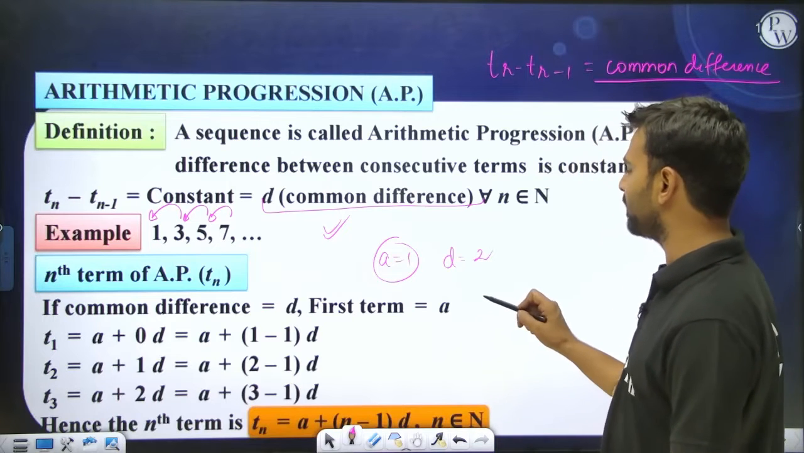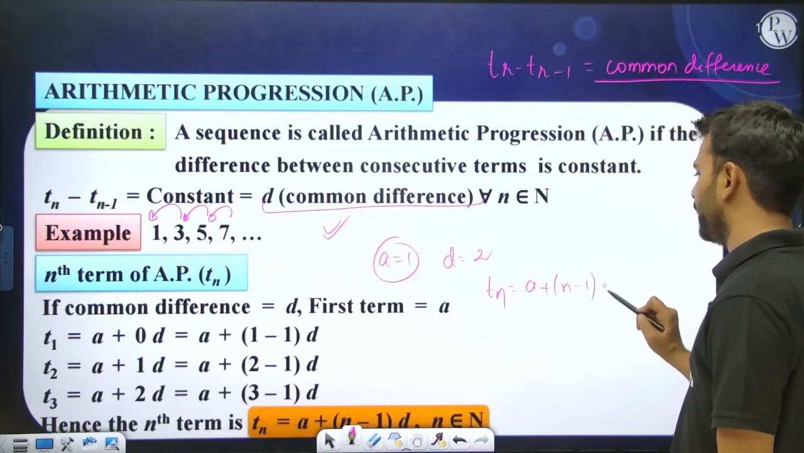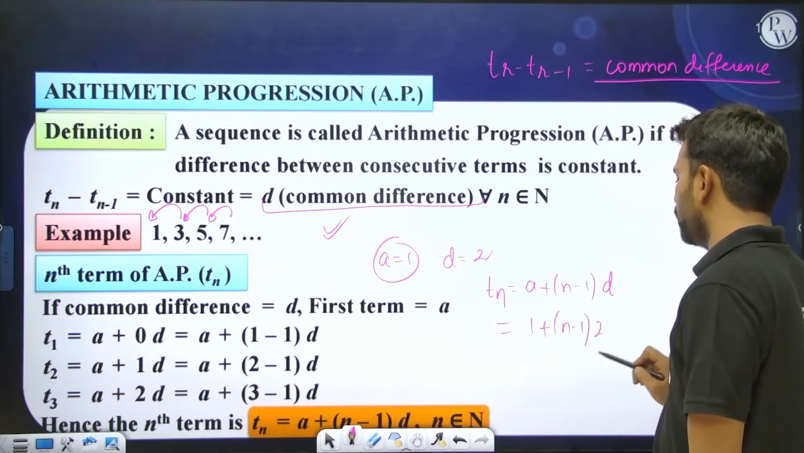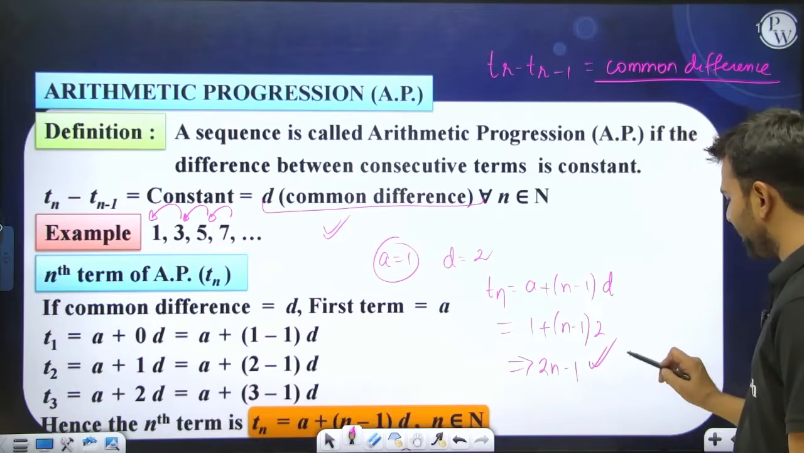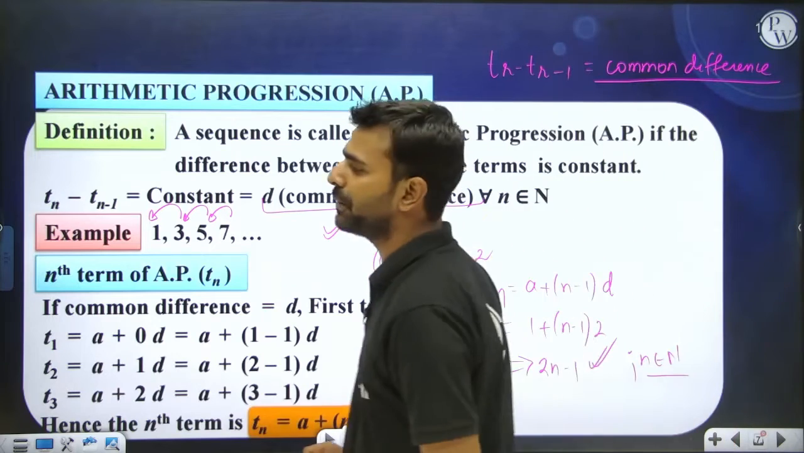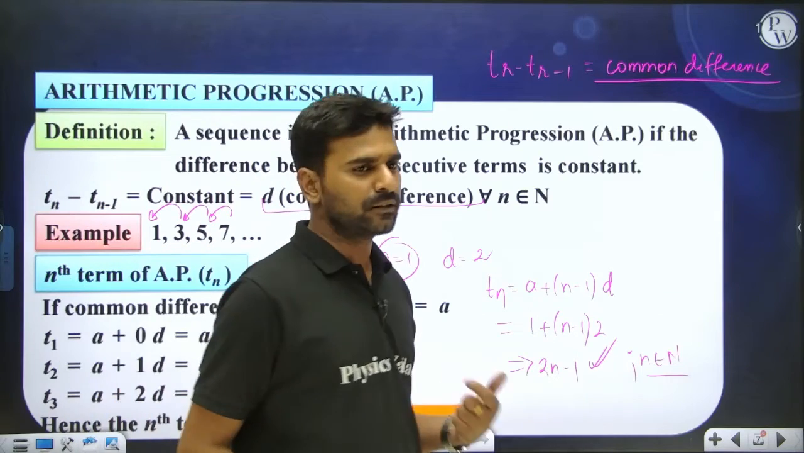So what is the nth term? The nth term Tn can be written as A plus n minus 1 into D, that is equal to 1 plus n minus 1 into 2. So ultimately it is coming out to be 2n minus 1. Here n belongs to the natural numbers, because either the term will be 1, or 2, or 3, or 4, or 5, or 6.